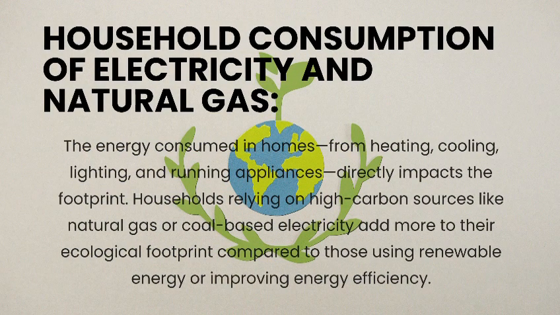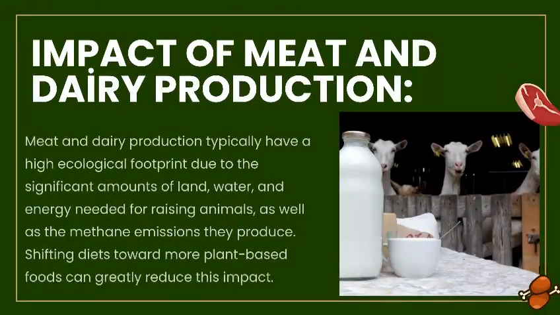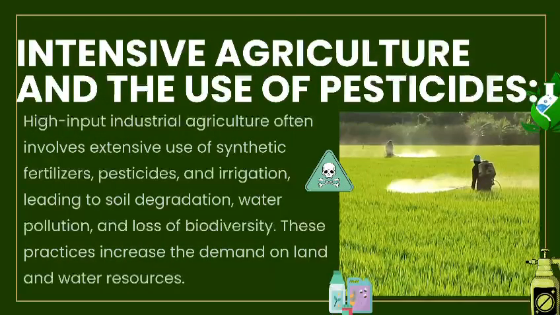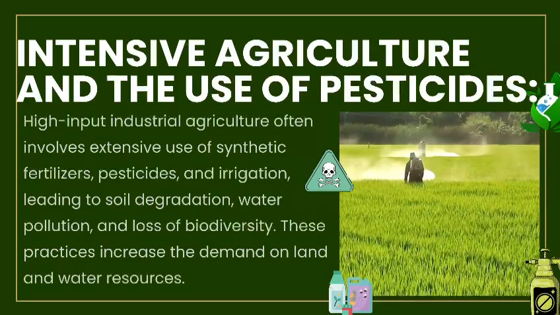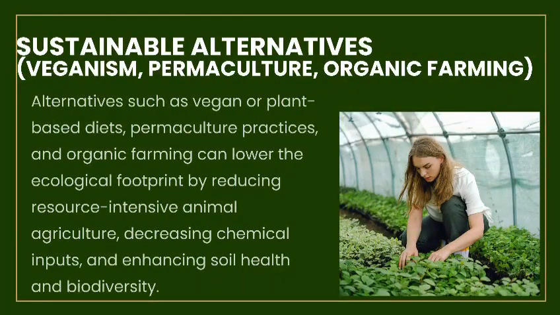Household energy, food, agriculture. High carbon energy use in homes increases the footprint. In food and agriculture, meat and dairy production are resource intensive and emit methane. Intensive industrial agriculture further degrades soil and water. Embracing plant-based diets, organic farming, and permaculture can reduce these pressures.